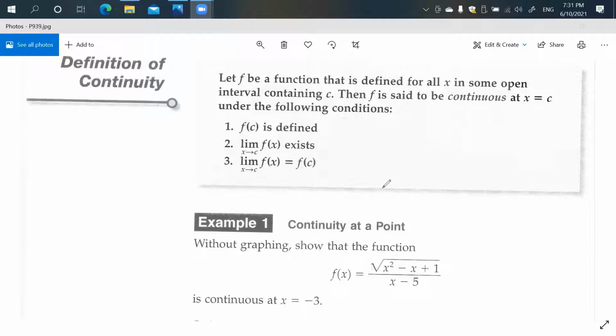For example, when we have a graph like this one with an open dot, you're going to say this is discontinuous. Or even, for example, this graph. When you see the open dot, we always say this is discontinuous. Or maybe we have another graph, something like this.